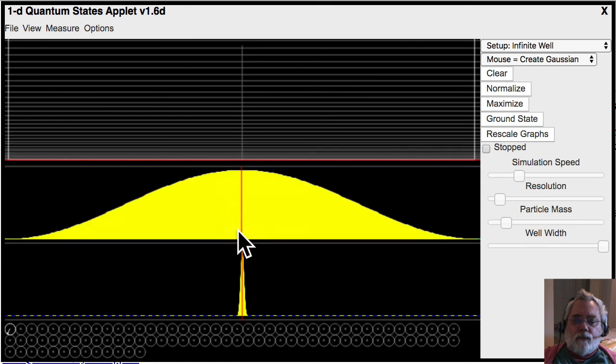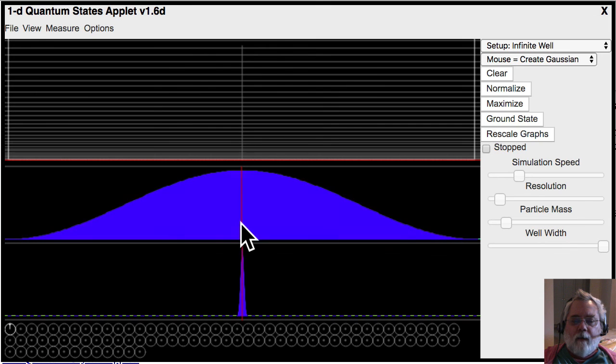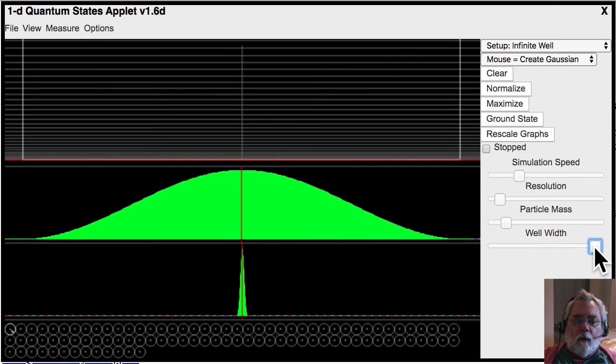The red line here is showing the expected value of position. We're in the ground state right now. So the probability density is symmetric with respect to the center of the box, and there's no node, and the expected value of x is the center of the box. I'm going to make the box a little smaller so that you can see that it is 0 outside the box.